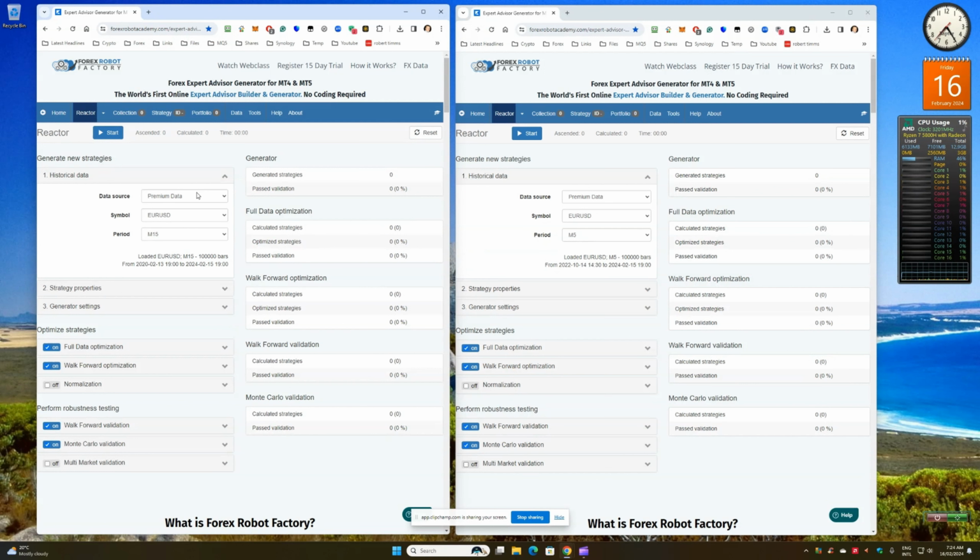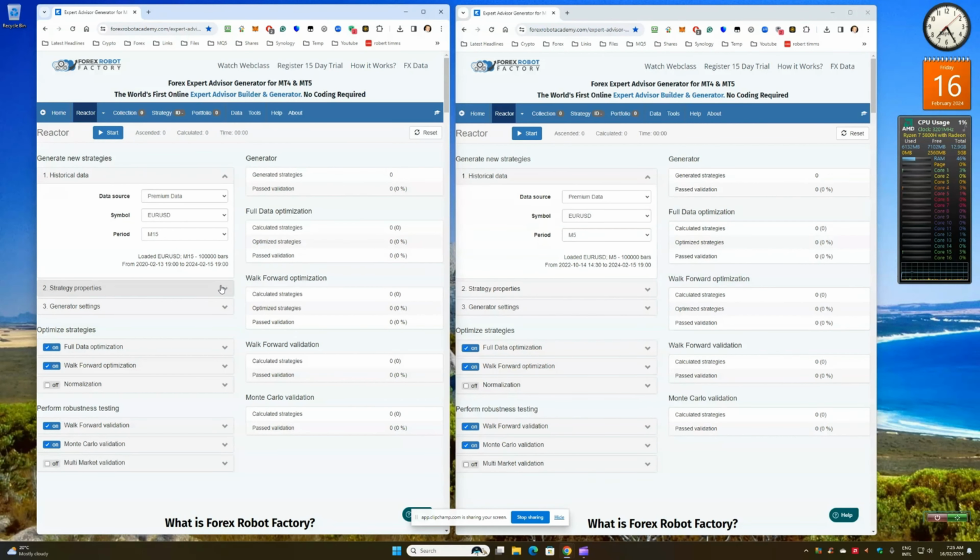So I'm using premium data. I am using the symbol Euro US dollar, and I'm creating two lots of expert advisors based on different time frames. The first one is the 15-minute time frame, and the second one is the 5-minute time frame. So I can actually run multiple instances of this at the same time. They just need to be on a separate web browser to actually work.